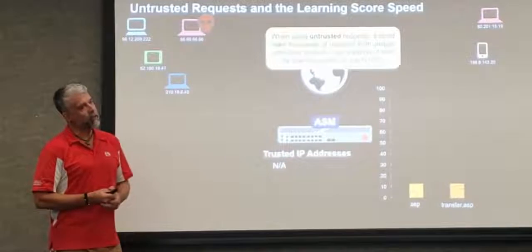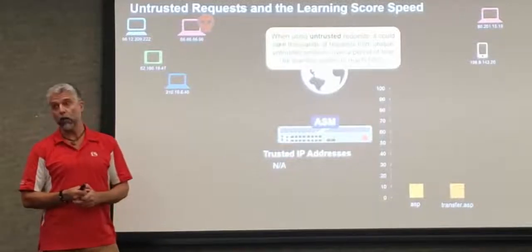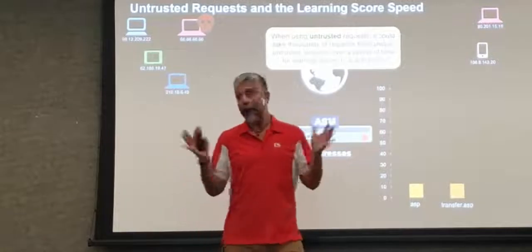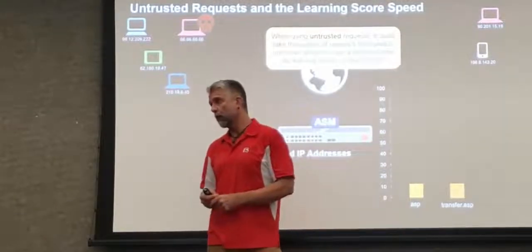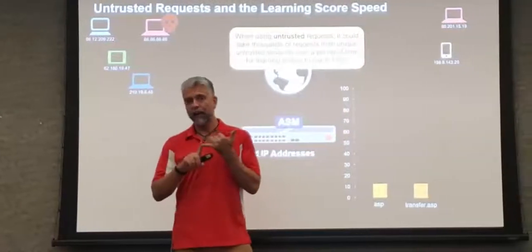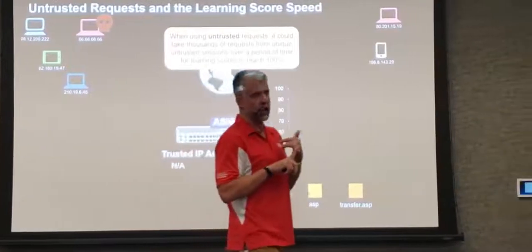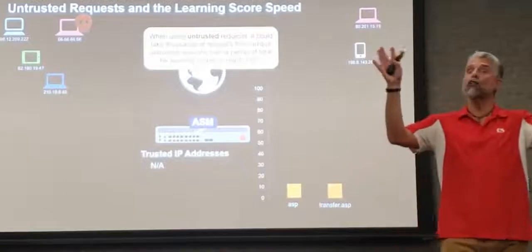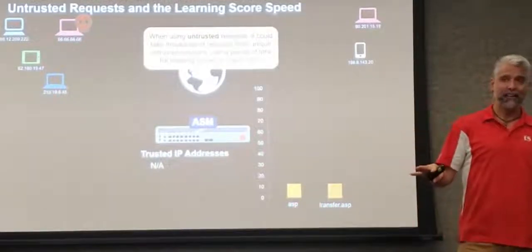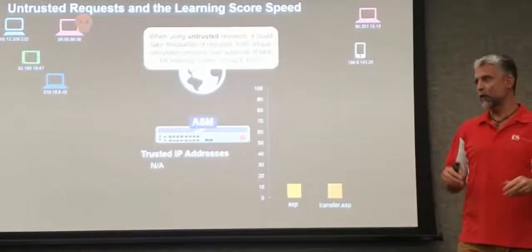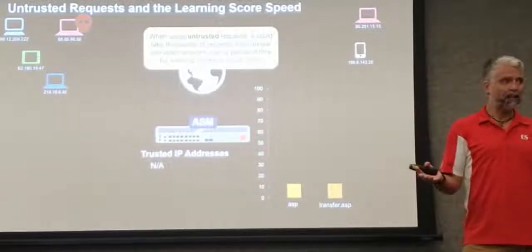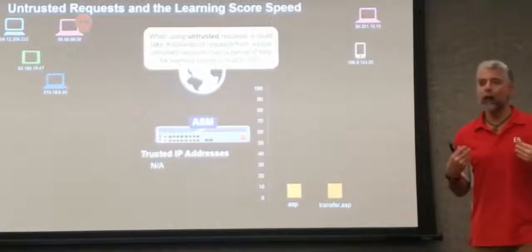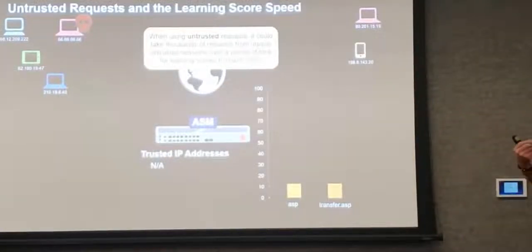So, when you're using untrusted requests only, it can take a long time for us to see any learning score entries that hit 100%, because they can go up, but they can also go back down if they haven't been accessed over a period of time. So you might see learning scores going up and down, up and down. And this is why we get these queries from people.